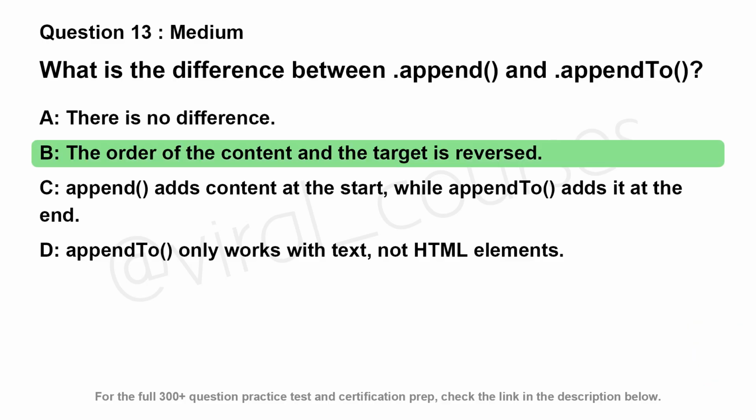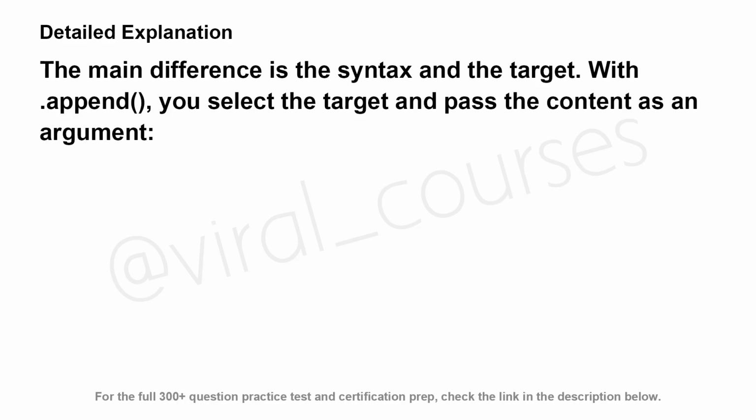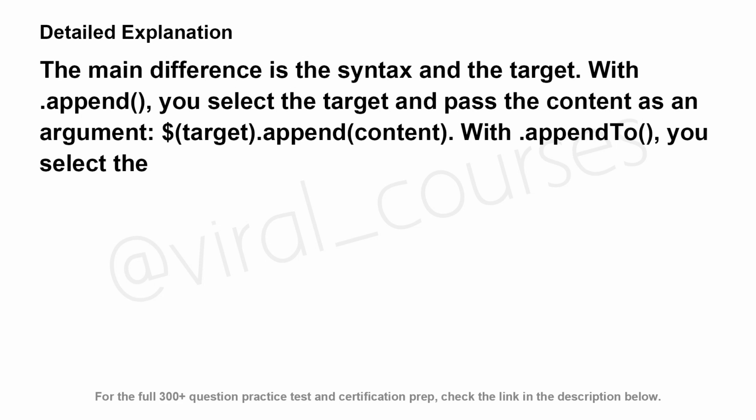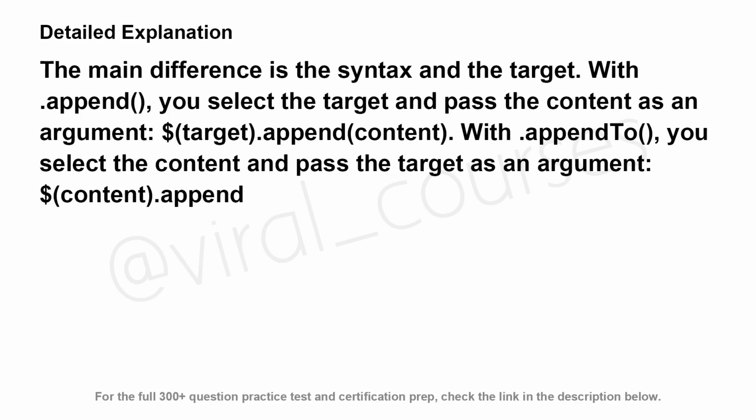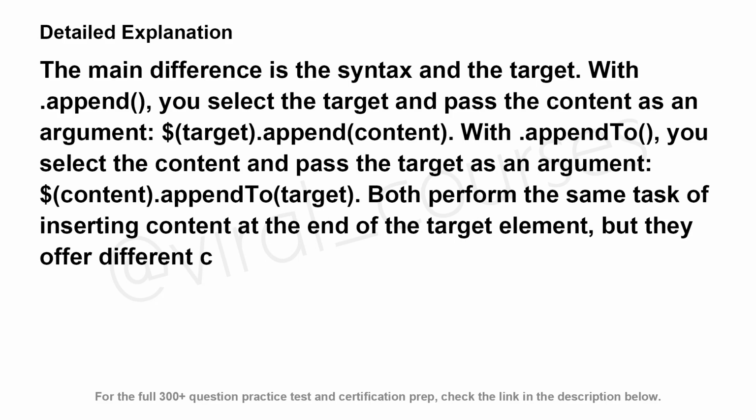The correct answer is B. The main difference is the syntax and the target. With append, you select the target and pass the content as an argument: $(target).append(content). With appendTo, you select the content and pass the target as an argument: $(content).appendTo(target). Both perform the same task of inserting content at the end of the target element, but they offer different chaining possibilities.